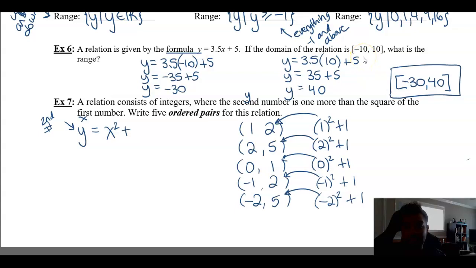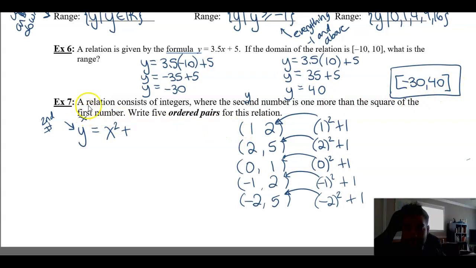And now you just plug those two numbers into 2 separate equations. So we'll do the -10 one first here, and then just plug in -10 and solve for y. The y is going to be -30. Then do the +10, the domain all the way to the right, plug it in, and you get 40 for y when you solve it. So the range is going to be between -30 and 40. And that's what we got here.